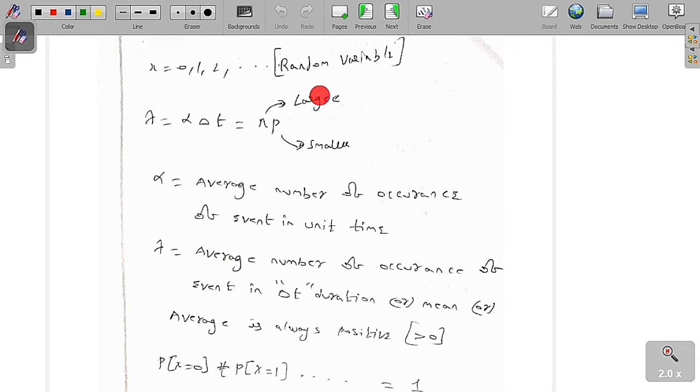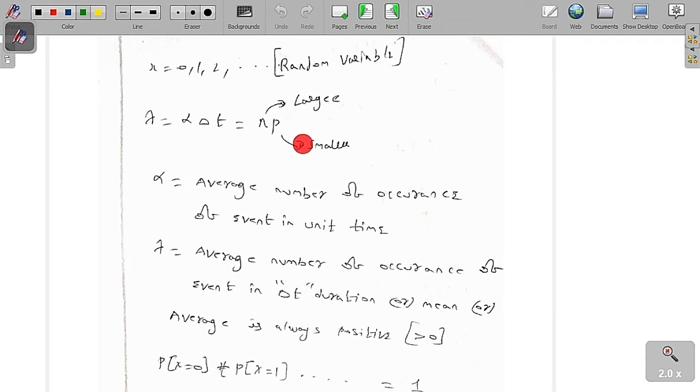So x is a random variable which always ranges from 0, 1 up to infinity, where lambda is called the average or mean and is equal to alpha into delta t, which is equal to n into p. Here n is the number of trials, which is always very large, and p is always small. So whenever the number of trials is very large and the probability of success is very small, then we use the Poisson distribution. Otherwise we go for the binomial distribution.